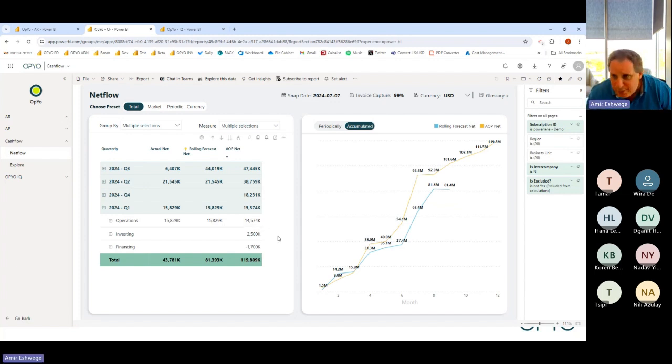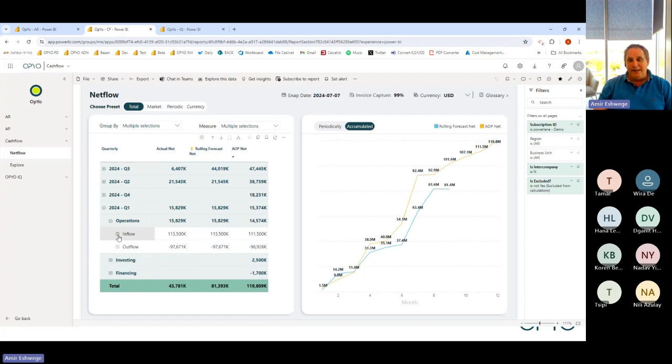Another thing that we bring into OPYO is the AOP. We have the ability to bring the AOP into the system so we can see everything from the different dimensions. So if I take, for example, Q1 2004, and start to drill down into the information, I'll start with the operations. The next level will be drilling down to what type: is it an inflow or an outflow? That means, is it cash coming in or cash going out?